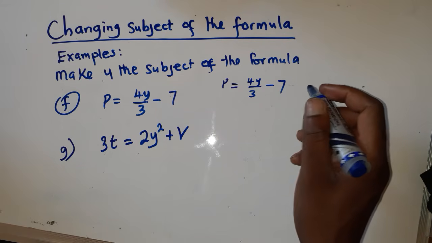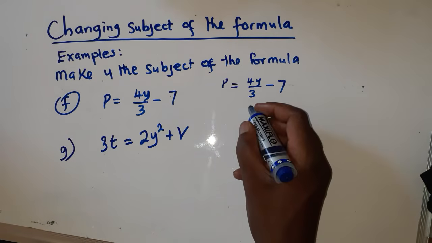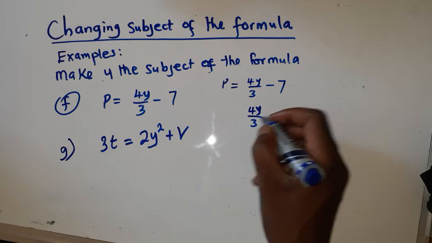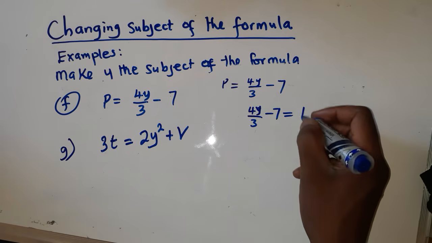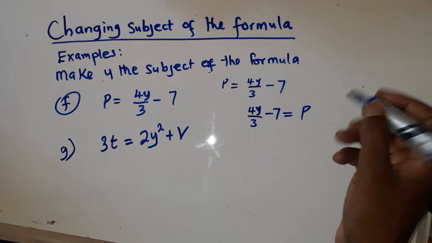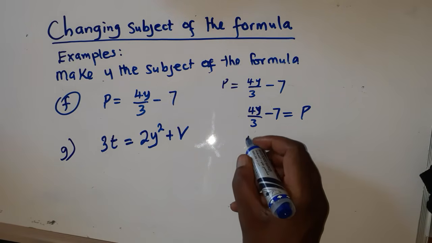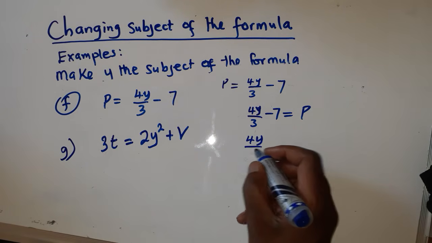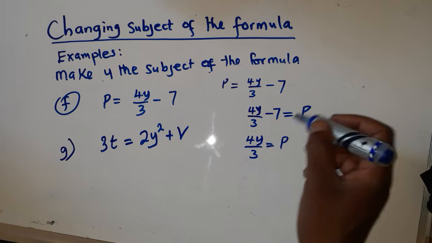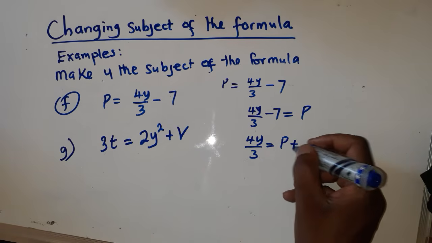All right. So I told you that in this case, the first step that you may need to do is to say 4y over 3 minus 7 is equal to p. You just bring p the other side. It's easier for me to work it out like that. Then the next step is 4y over 3 is equal to p. This 7, remember, we do not want it. So it should come the other side as a plus.